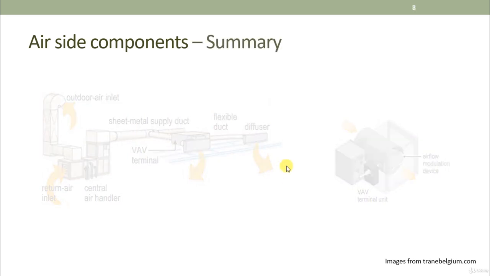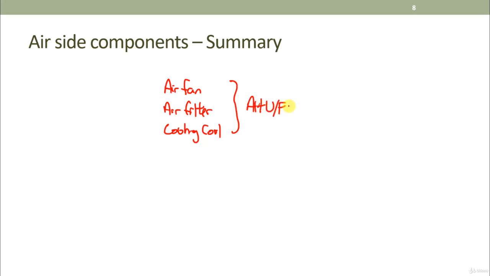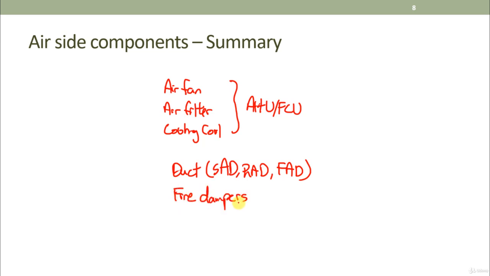To summarize, the air side components consist of the supply air fan, the air filter, and the cooling coil. These three components are inside an AHU or FCU. And we also have the air duct, such as supply air duct, return air duct, and fresh air duct. Along the duct, there are dampers, such as fire dampers, volume control dampers, and air diffusers. So all these will be discussed systematically in the subsequent videos.